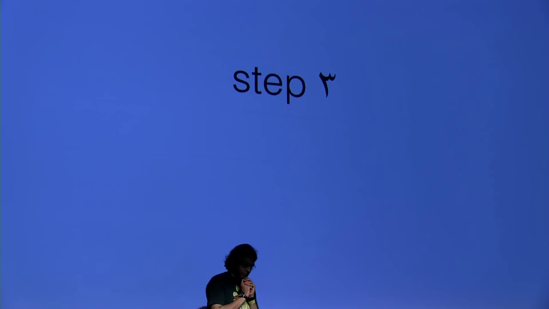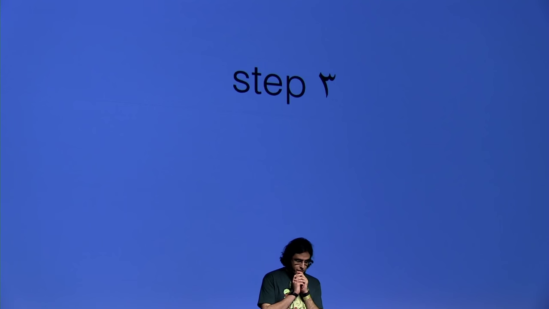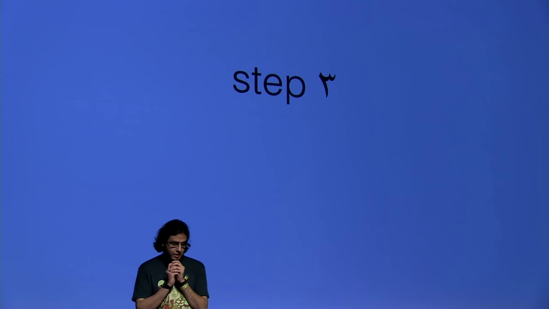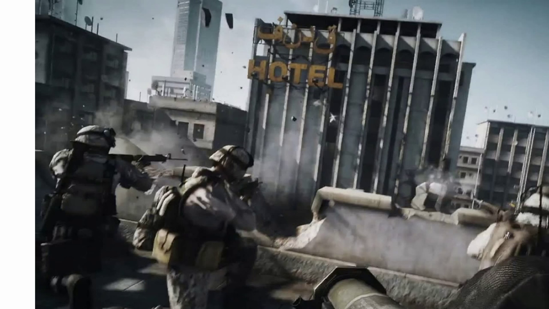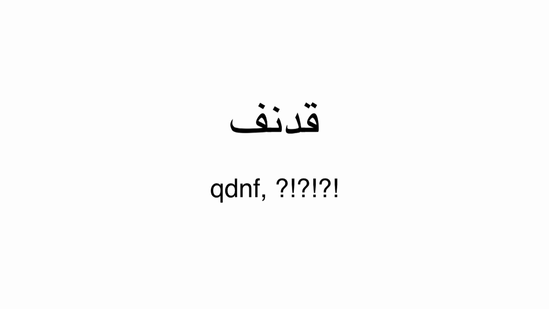So step three. Let's see an image from a popular video game. And I want you to tell me what it says in Arabic. It's up there at the top. What does the building say? Let me take it out of the image because it's kind of unclear. Okay, let me connect the letters. Kadunf. Kadunf doesn't really mean anything.